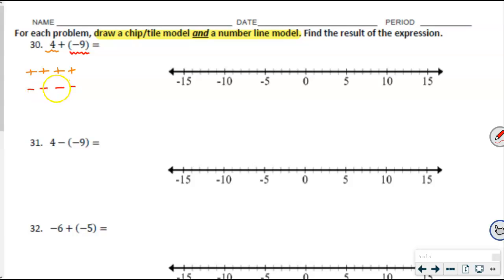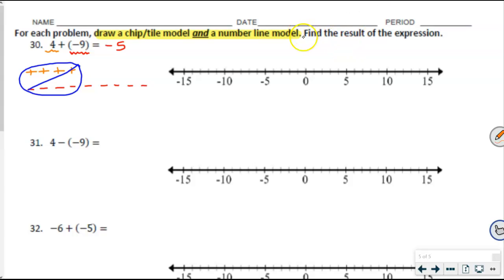1, 2, 3, 4, 5, 6, 7, 8, 9. What happens when I added in those rocks? Oh, look it. We created some 0 pairs. So knowing that those are all 0, what do I have left now? 1, 2, 3, 4, 5. But they're all negative, so -5.